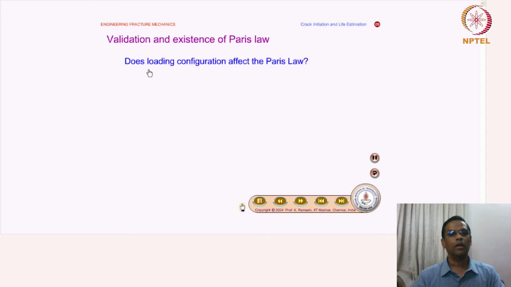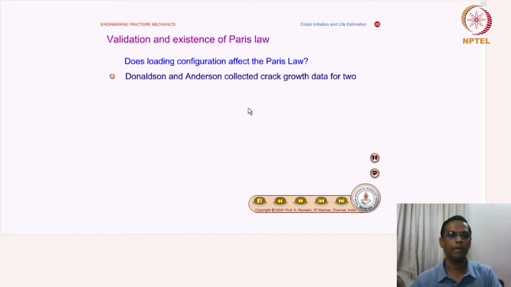And how was this Paris law validated? Because people raised a lot of questions before they really applied it in design. And then there are some verifications. Does loading configuration affect the Paris law? That's a question. How do we test this?